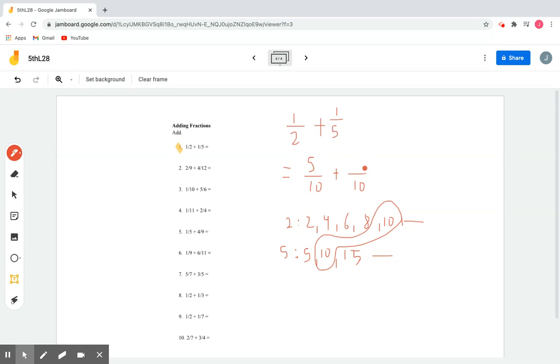And then 5 goes into 10, and we have 2. So 5 times 2 is 10. So I'm going to multiply 2 for the numerator. So 1 times 2 is 2. And then we have 5 over 10 plus 2 over 10. So the denominator is the same, so it will stay the same. And then now we are going to add 5 and 2. So 5 plus 2 is 7. So the final answer will be 7 over 10. And this will be the final answer. Okay.